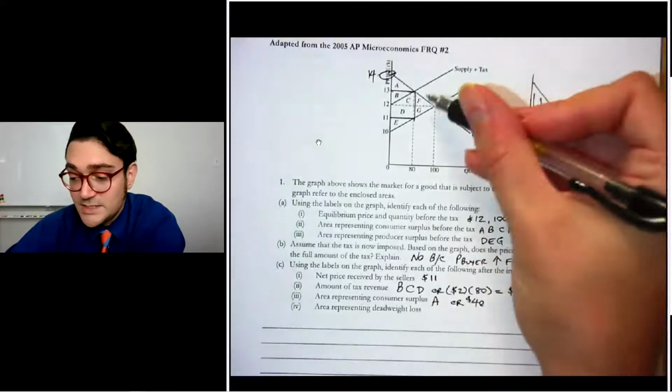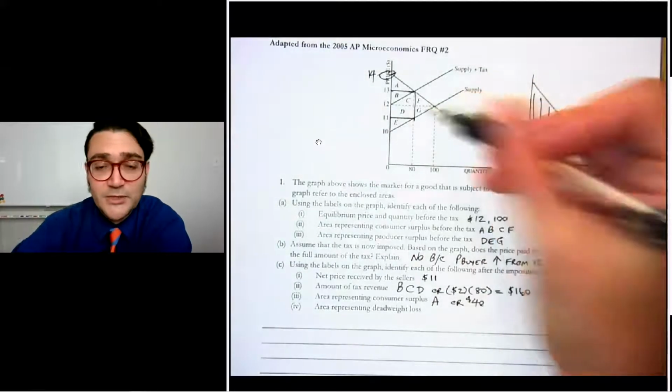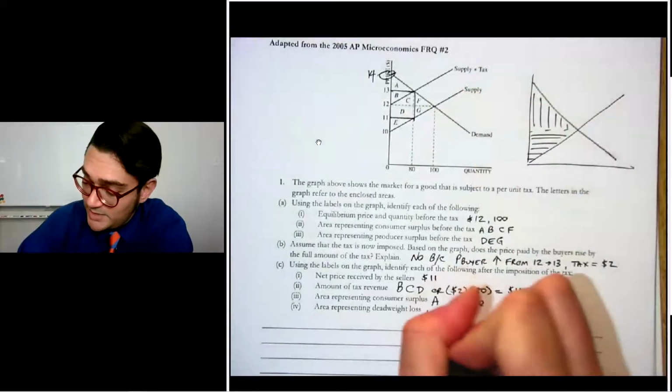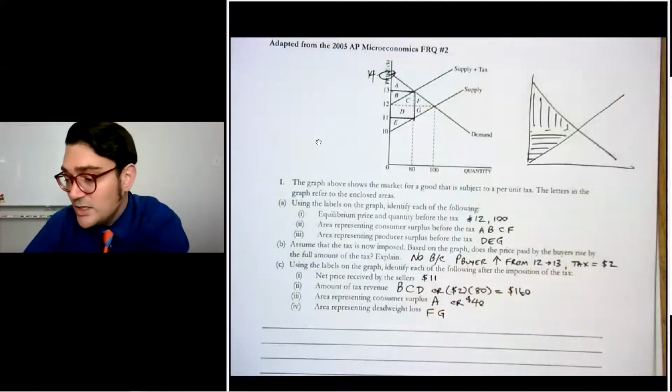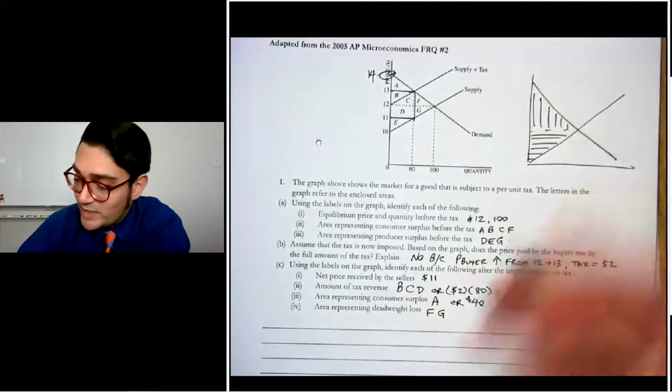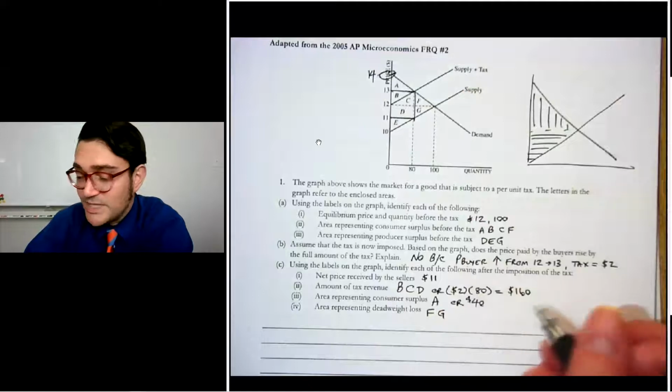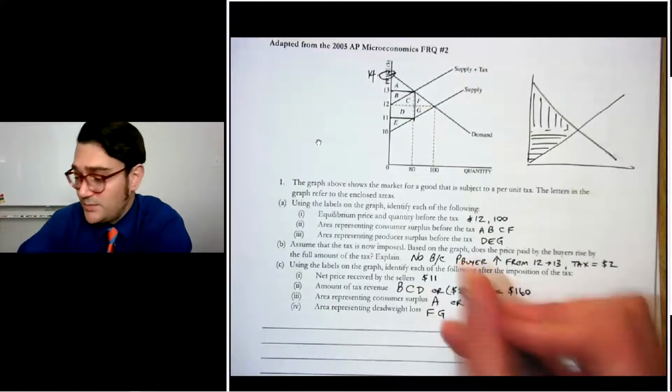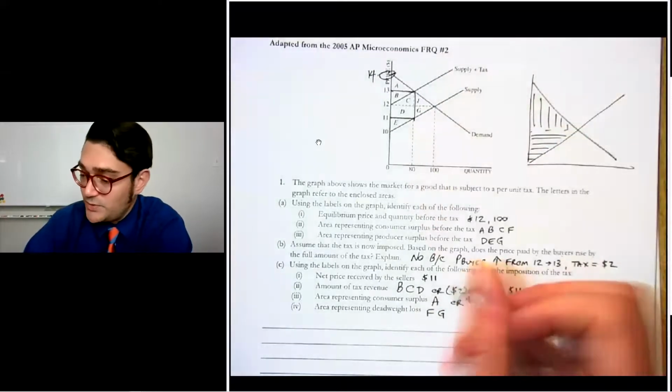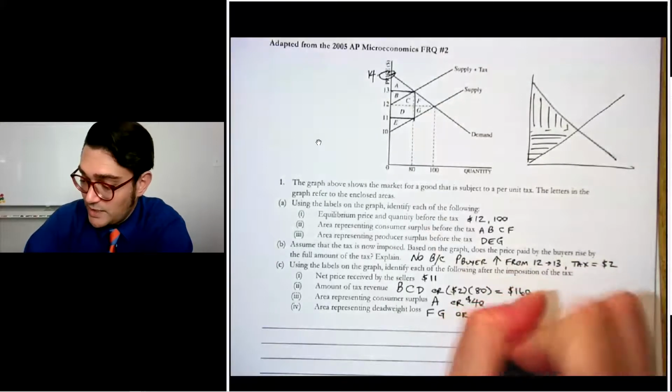Deadweight loss is these two triangles, the lost value of the transaction. So that's F and G. And again, you could calculate it if you wanted to. The height of the triangle is 1 times the base is 20 divided by 2, and then times 2. And so we know that it's just $20. We could also say that.